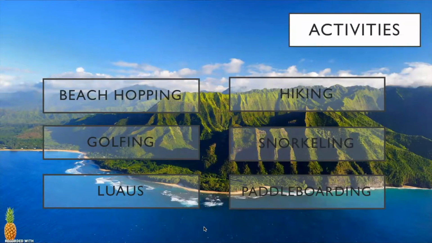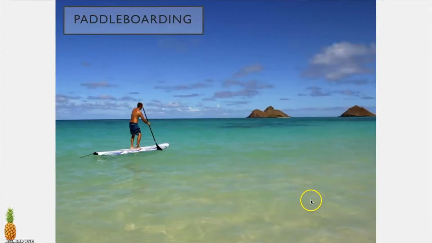If the students hover over the word or the text box itself, it will take them to a slide so they can view a picture of whatever they hover over. So for example, some of my students didn't know what paddleboarding was. So I'll just hover over paddleboarding and then it's going to pull up a picture.